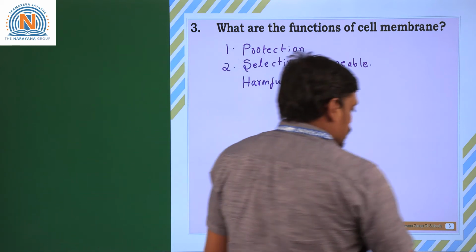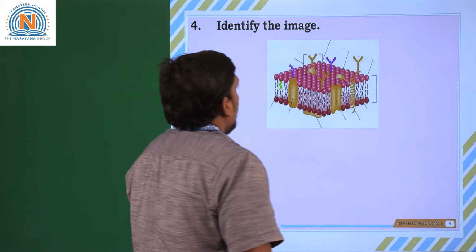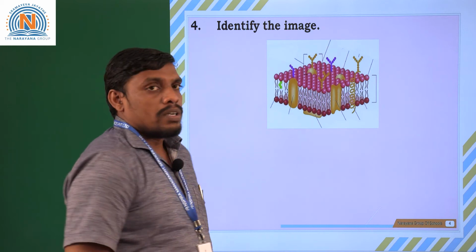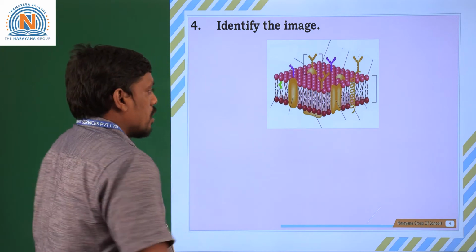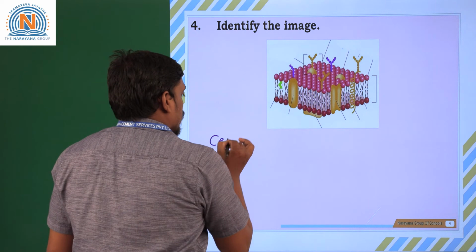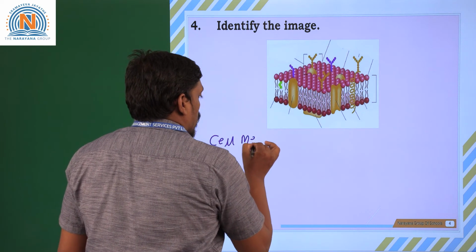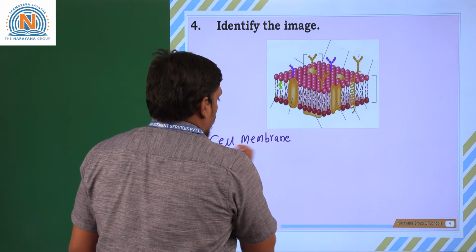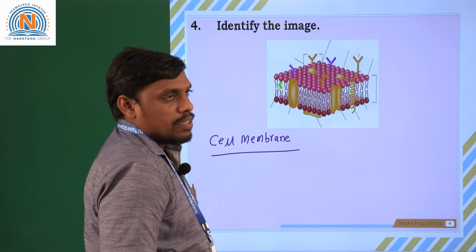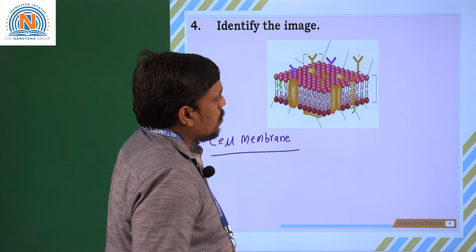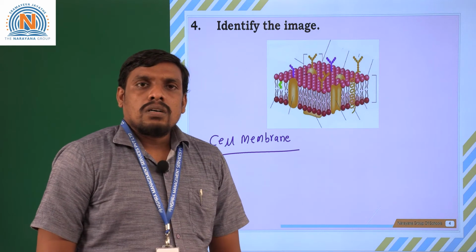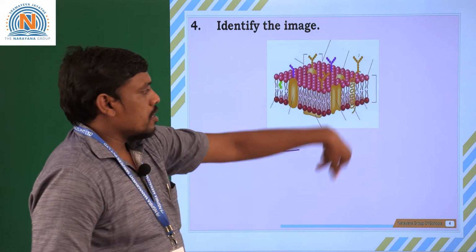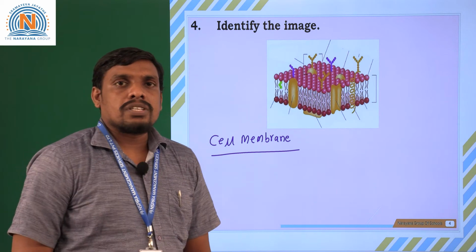Clear, students? Moving to the next question. Identify the given image. What does this picture indicate? The given picture is definitely a cell membrane, which is a selectively permeable membrane. It's a cell membrane, isn't it? Can you guess the parts which are seen in this cell membrane, where the parts are not labeled? Can you try to identify the parts?